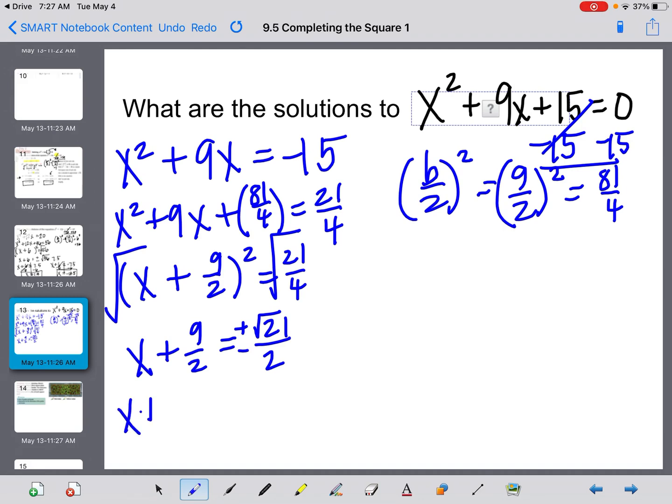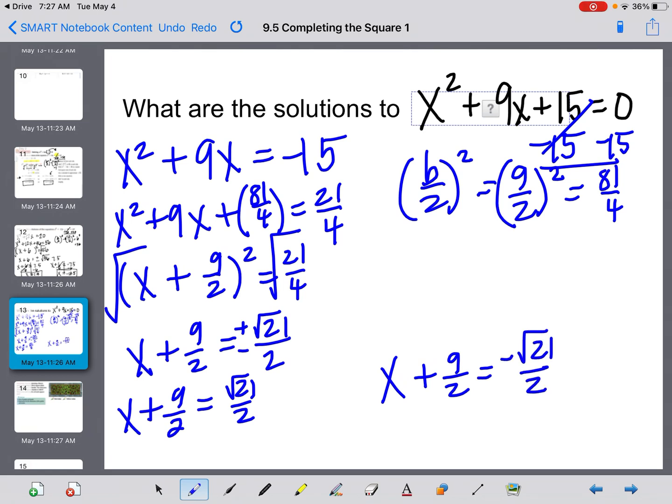Okay, so x plus 9 halves is equal to the square root of 21 over 2, and x plus 9 halves is equal to the negative square root of 21 over 2. Now when you approximate that square root of 21, you can approximate it here, or we can actually do the minus 9 over 2. And then in your calculator, you can use that to help you get your answer.